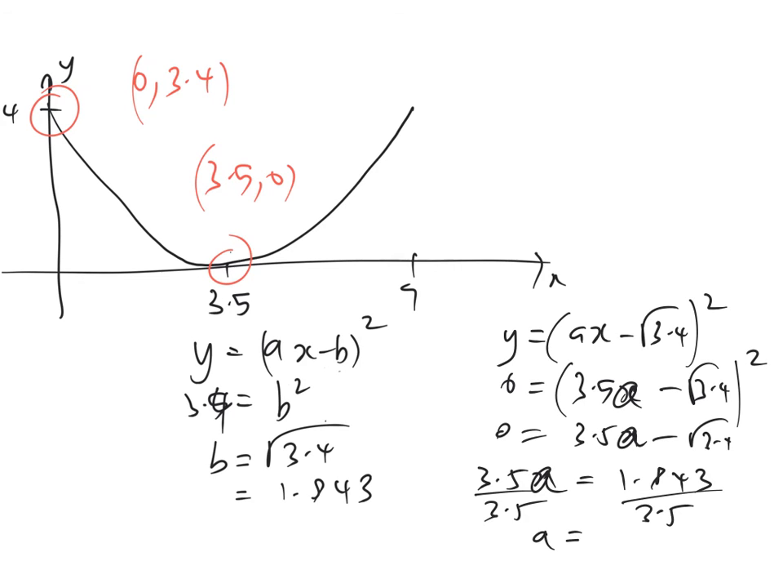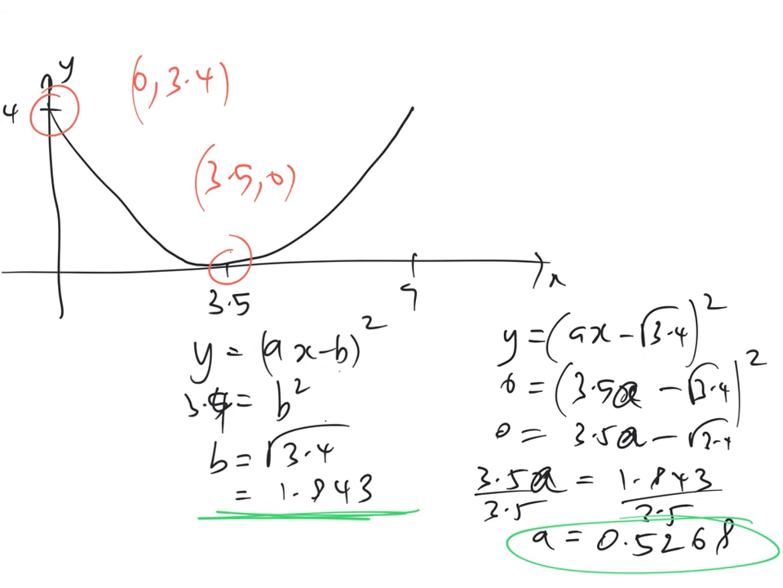And when we do that division, a is equal to 0.5268. So there they are. b is 1.843 and a is equal to 0.5268.